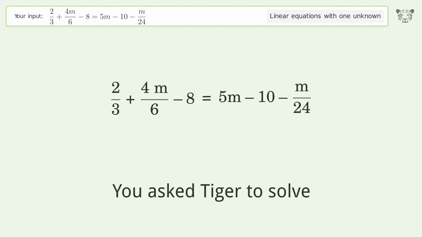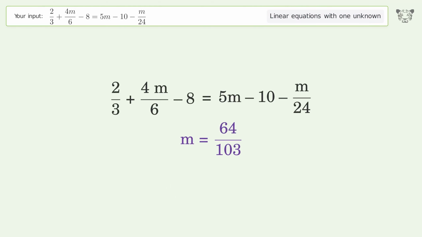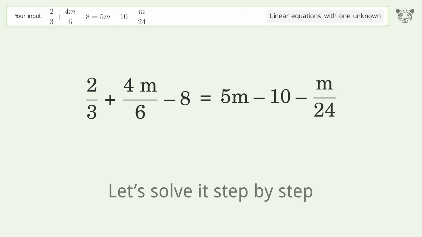You ask Tiger to solve. This deals with linear equations with one unknown. The final result is m equals 64/103. Let's solve it step by step.